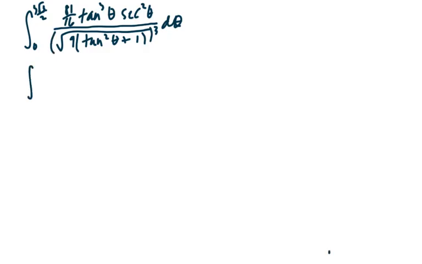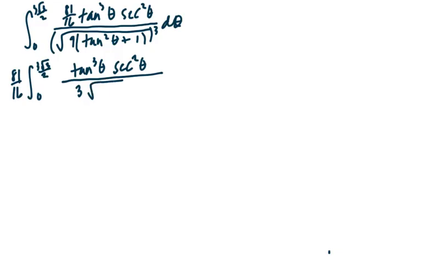So let's continue. The square root of 9 is 3. So we have, I'm going to pull this 81 over 16 out front because it's just a mess. So we have tangent to the third theta, secant squared theta. And then the numerator, the square root of 9, and the denominator, the square root of 9 is 3. And we end up with the square root of tangent squared theta plus 1 is secant squared, and all of this is to the third power, d theta.